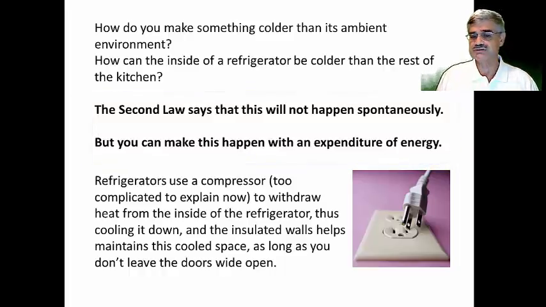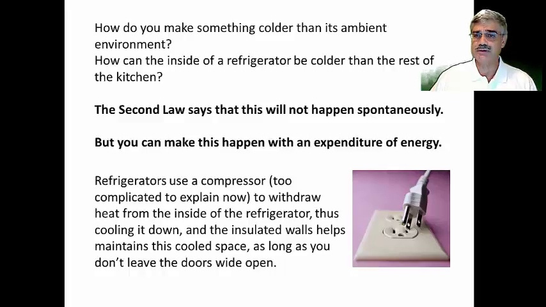Now, refrigerators use a compressor, which we will not go into how it works exactly, and they withdraw heat from inside the refrigerator, thus cooling things down. And of course, you have insulated walls of the refrigerator to maintain the cold inside once you have removed the thermal energy. So where does that thermal energy go? Well, that thermal energy from inside the refrigerator is actually pumped out to the rest of your room. And in fact, if you know about the coils in the back of a refrigerator, you know that a refrigerator puts out a lot of thermal energy to the rest of the room. So with an expenditure of energy, we can in fact create regions that are colder than the ambient conditions.